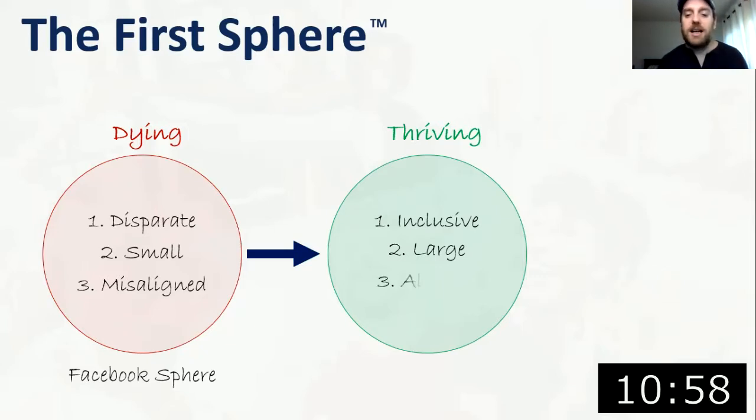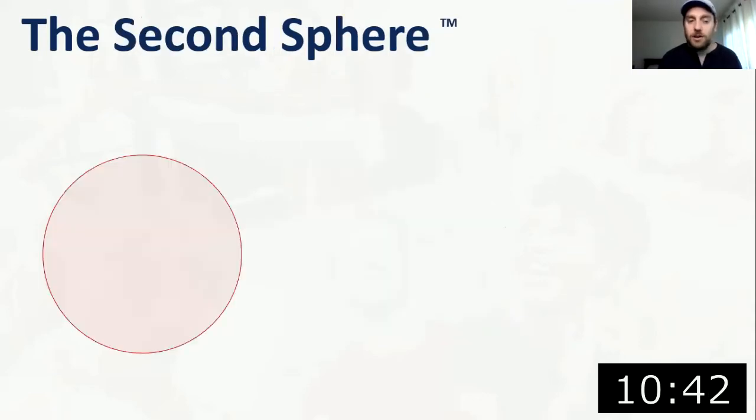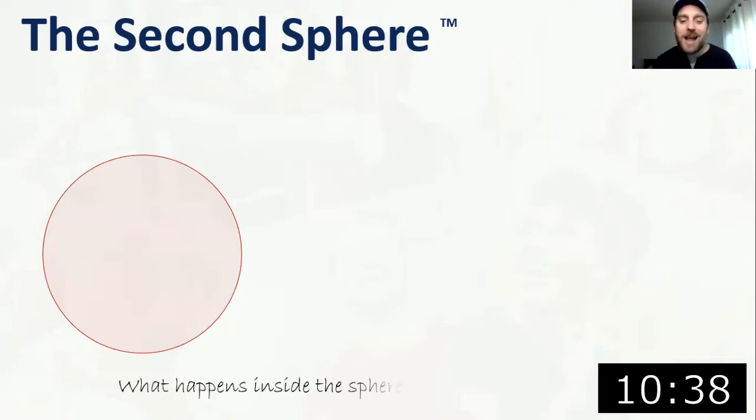And instead of being misaligned, we want there to be a strong sense of alignment. So the people you're connected to will use you as a realtor, or could use you as a realtor, or definitely could refer you. So that's sphere 1. Our goal is for you to have a thriving Facebook sphere. Sphere 2, which we're going to get to now, is actually what happens inside your sphere or on your profile. What are these people you're connected to?